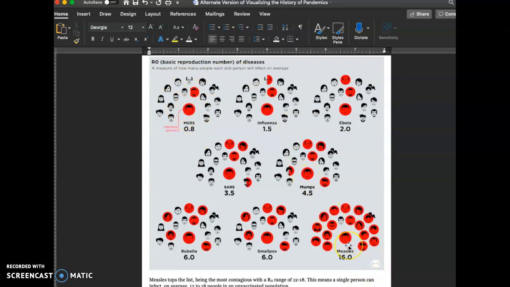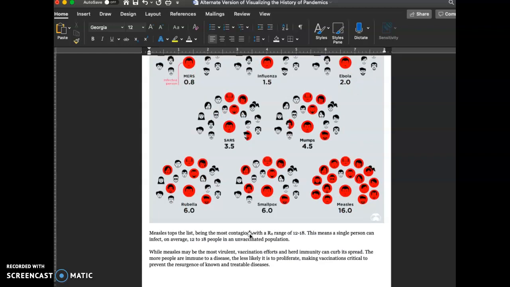An infected person with the measles could infect 16 other people if the population was not vaccinated. Now that is a huge number. What that means is for every one person, they can pass it on to 16 other people. So in an unvaccinated population, that's a really scary number. This was the low, this is the high, and you can see all the in-betweens, okay? Measles tops the list, being the most contagious with an R naught range of 12 to 18 people. This means a single person can infect, on average, 12 to 18 people in an unvaccinated population.